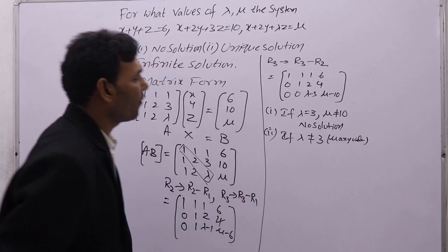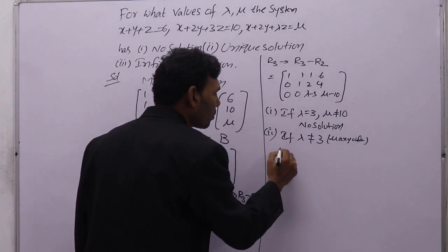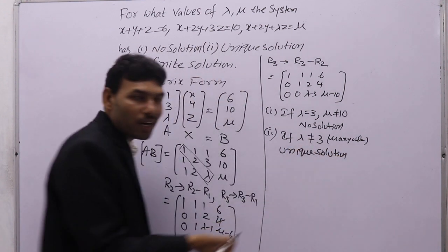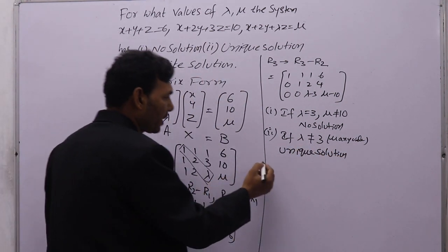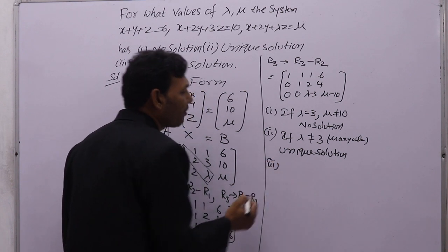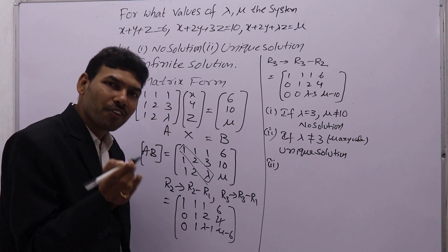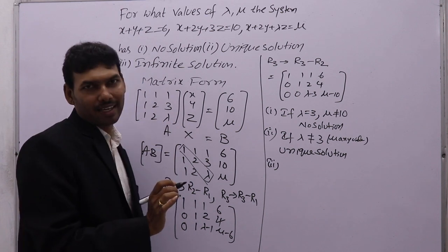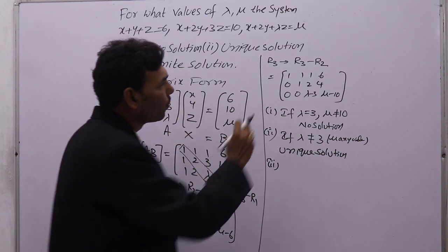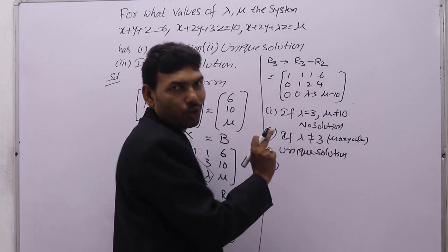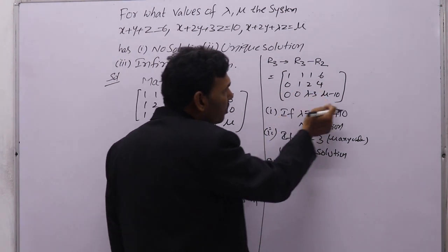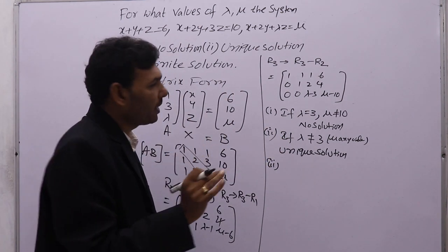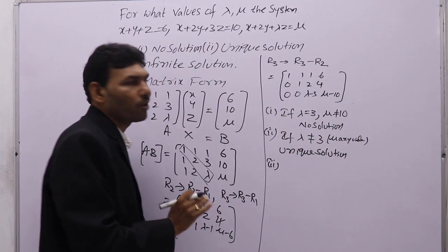Then what type of solution will you have? Unique solution. This is the case where rank of A equals rank of AB equals n. Third case, infinite solutions. For infinite solutions, rank of A and rank of AB should be equal, but that value should be less than n. Since n is 3, less than 3 means 2. For rank of A to be 2, this element should be 0. Rank of AB also 2 means this element also becomes 0. Then you get rank of A 2 and rank of AB 2. That means this complete row becomes 0. Then only you will get that case.